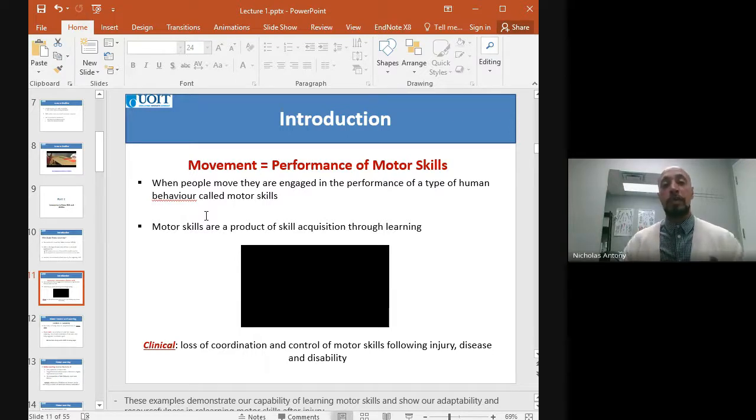So movement can be purposeless, like I could just be doing something without purpose. What we're studying or talking about in this course is the performance of motor skills: voluntary movement of our body to achieve a specific goal.